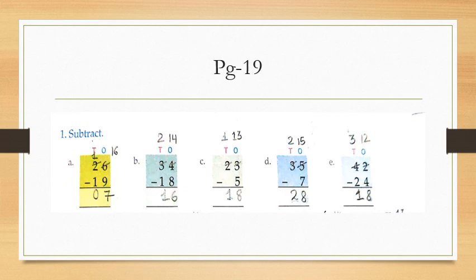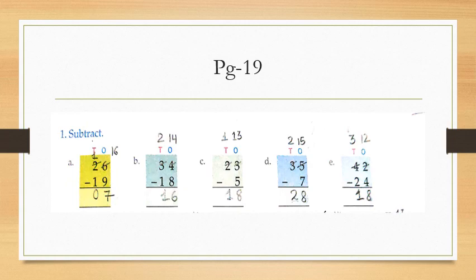Now look at the D part children. Here you have to subtract 7 from 35. So first we subtract the ones. So children, we can't subtract 7 from 5. We borrow one value. So 5 will become 15. 15 minus 7 is 8. Write 8 at ones place. Now at tens place 2 is left. So write 2 in the answer column. So 28 will be your answer.